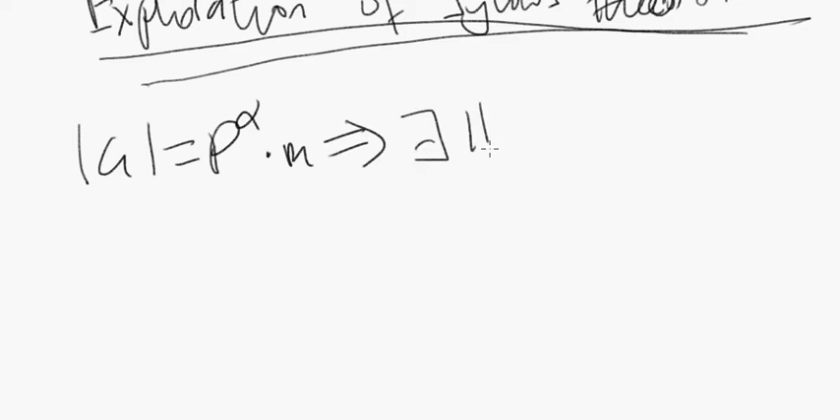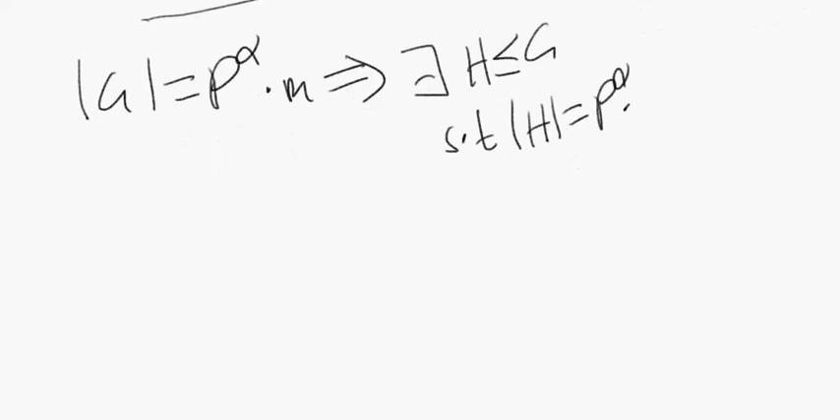So basically what we've been trying to do is show that if you have a group whose order is p to the alpha times m, where p and m are relatively prime, then there exists a subgroup H of G such that the order of H equals p to the alpha. That's what we've been working on, and it's turning out to be a challenge to determine whether this statement is true or not. But we appear to have made some progress.